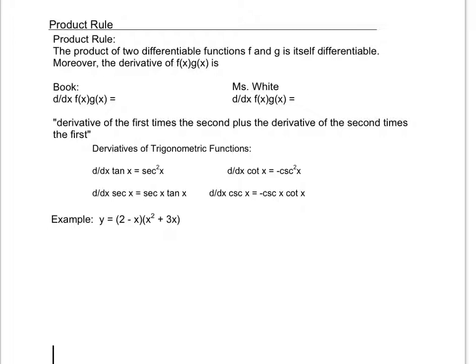Please make sure that you make note of that in your notes, because that is a common mistake that I see year after year. So instead, what we have to do when we have two functions multiplying is use the product rule. Your book gives you the product rule differently from how I do it, so I'm going to show you the book's way, and then I'm going to explain the way I do it and show you how they're related.